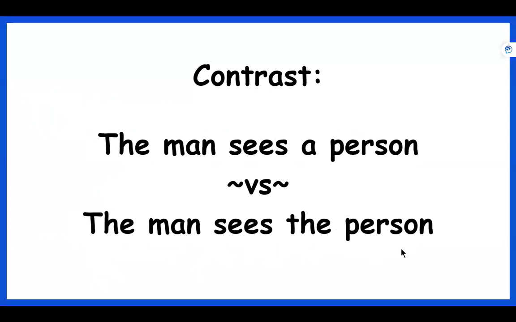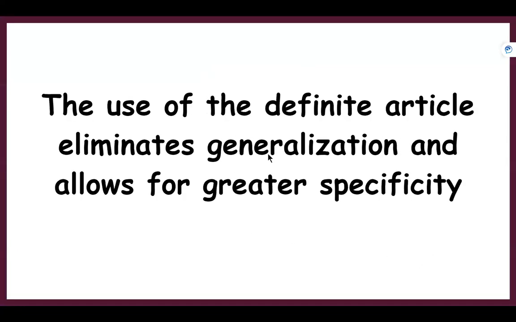There's no confusion. Same with "the man sees a person" versus "the man sees the person." See, this way it's kind of vague. We don't know exactly which person the specific man is seeing. But down here, a specific man is seeing the specific person. So the use of the definite article eliminates generalization and allows for greater specificity. That's the reason why we use words like "the."